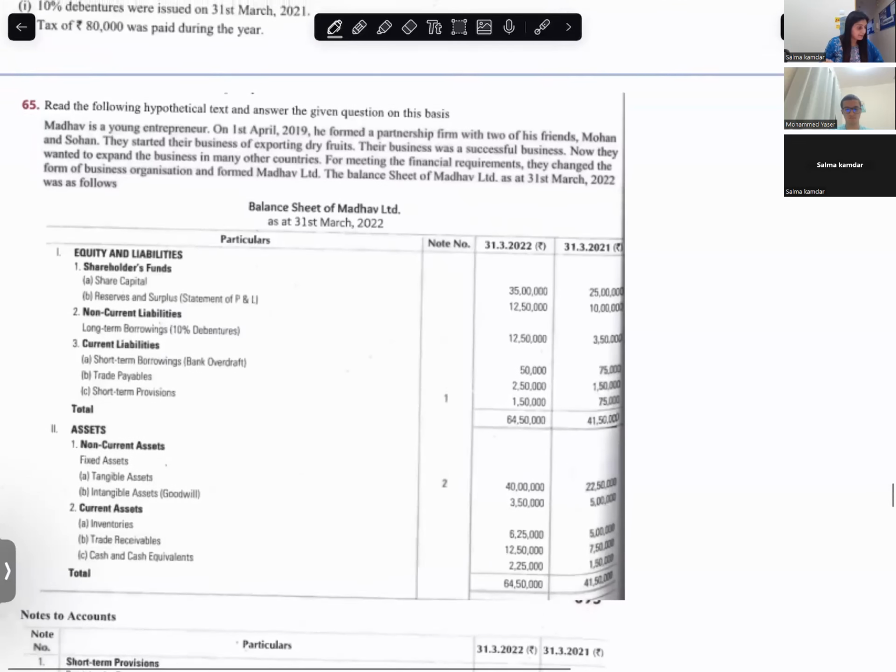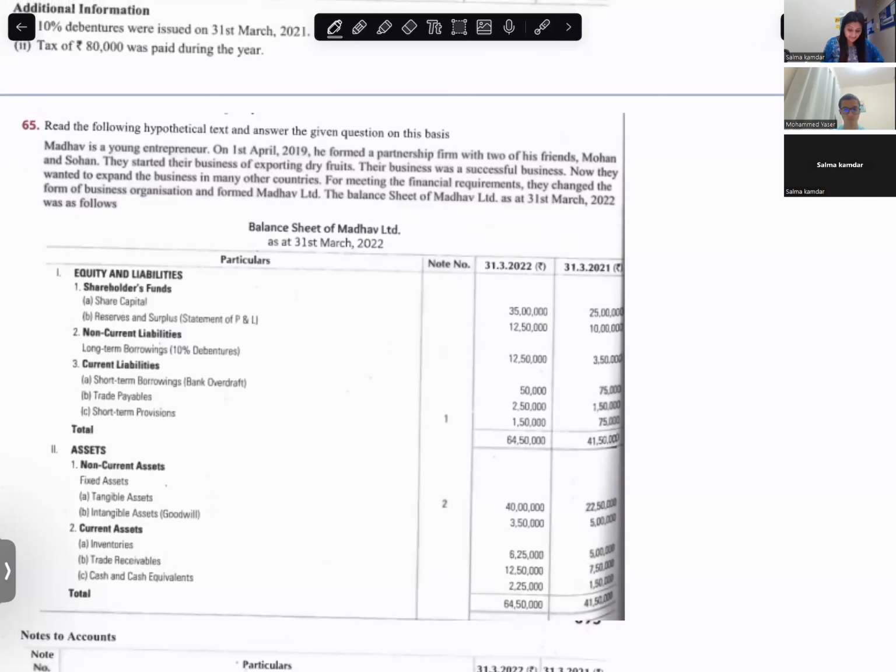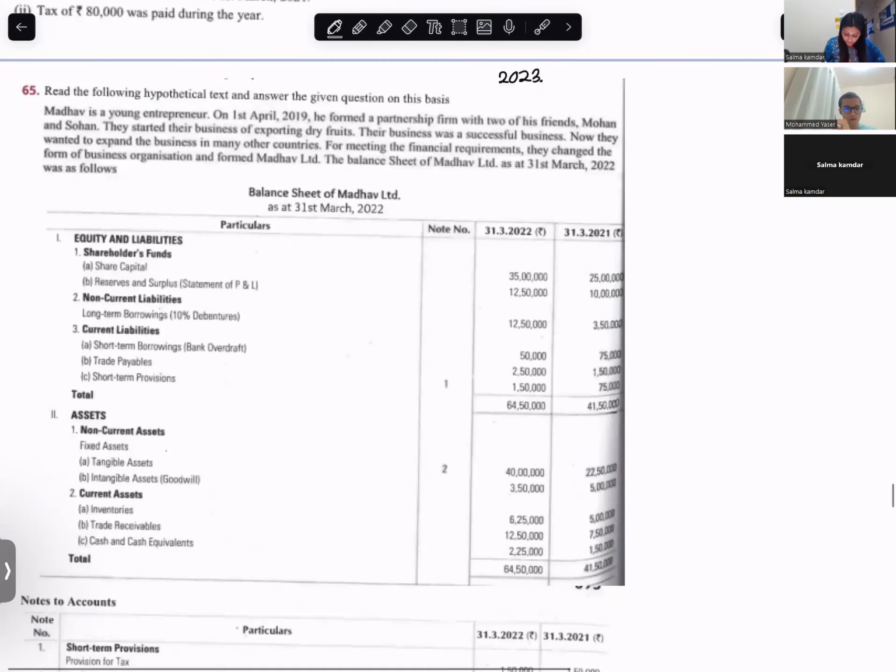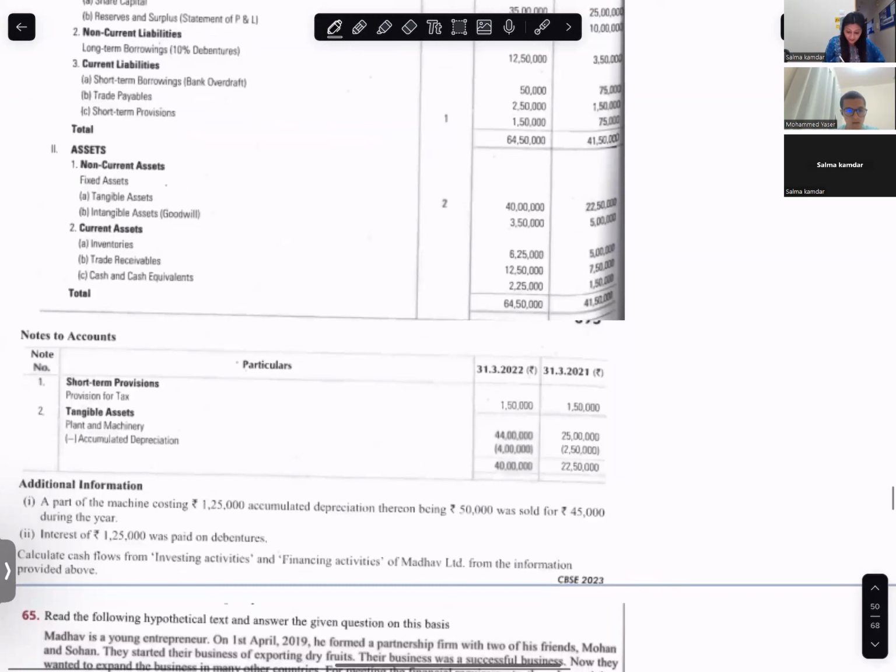This is the paper of 2023. Okay, the CBSE 2023 paper. What do they want us to find out? Calculate the cash flow from investing activities and the cash flow from financing activities.